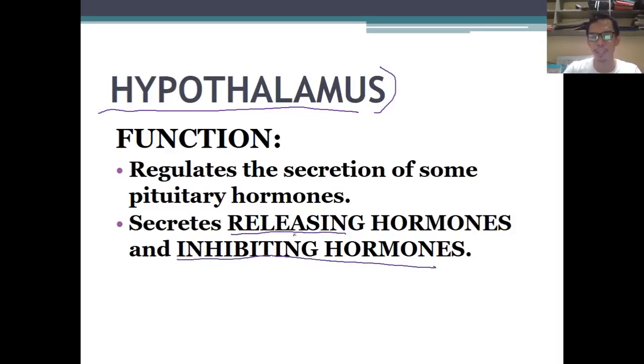So which means that this part can release hormones that allow other organs in the endocrine system to release hormones. And also, this hypothalamus can release hormones that can inhibit endocrine organs from releasing their hormones. All right, so that is the hypothalamus. Mainly it is found in the nervous system, but it works as a control system for the endocrine glands.